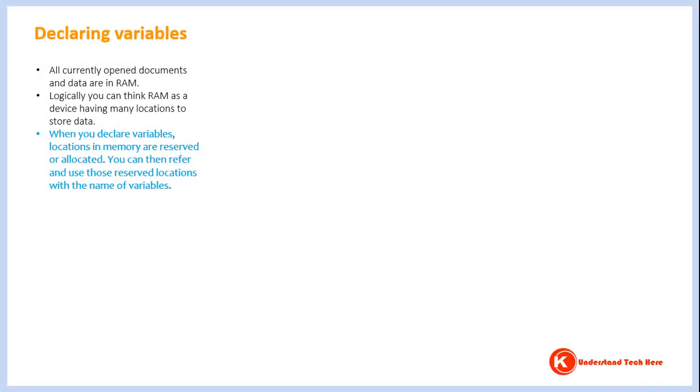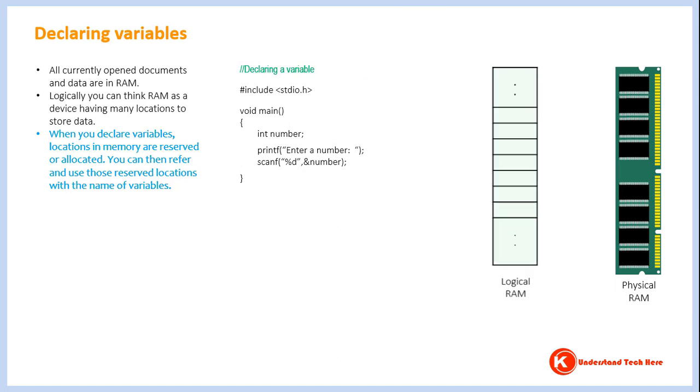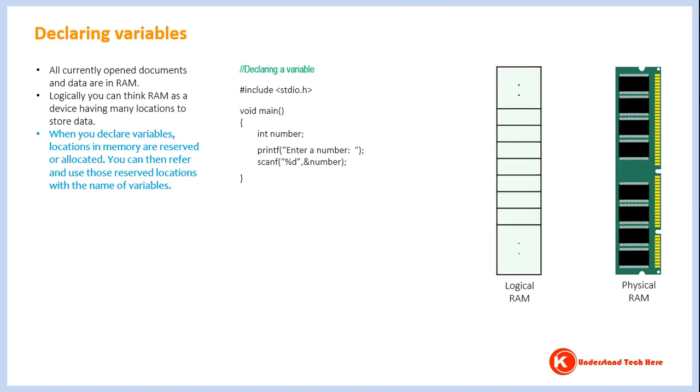Before we can discuss array, you need to clearly understand what happens when you declare variables. This is a very basic concept usually taught at the beginning of programming. Nevertheless, let's quickly recap the main points. Remember, RAM stands for Random Access Memory. Probably you already know all open documents and data that are currently being used are in RAM. Logically, you can think of RAM as a device having many locations to store data, like this.